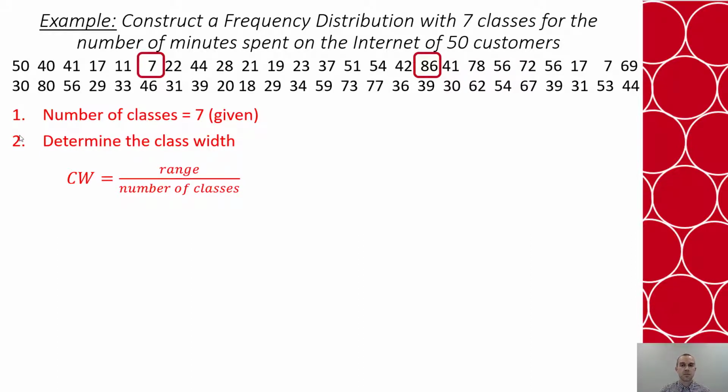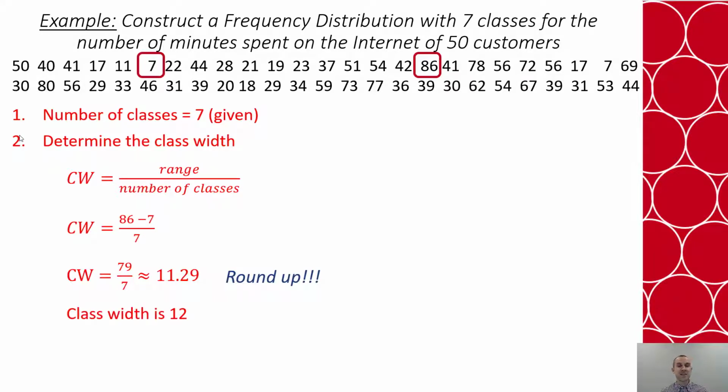So I'm going to take my range, so I subtract those two values, and then I'm going to divide by the number of classes, which is 7. That gives me 79 sevenths, which is about 11 and 29 hundredths. So I'm going to go in and round up to 12 because I find that to be the easiest way to go often, is to round up. So I'm going to have a class width of 12.